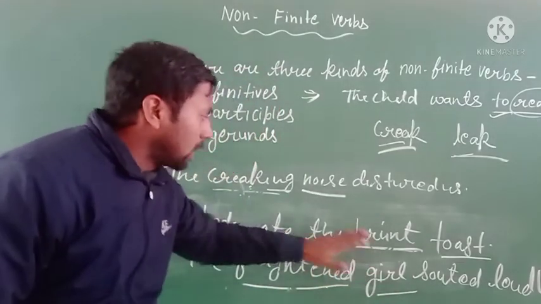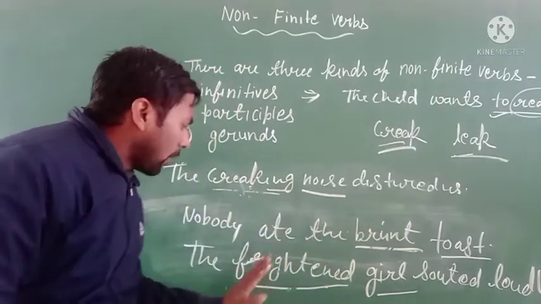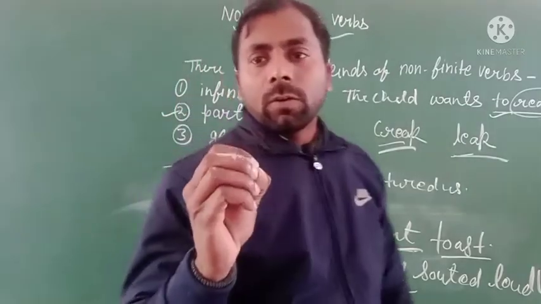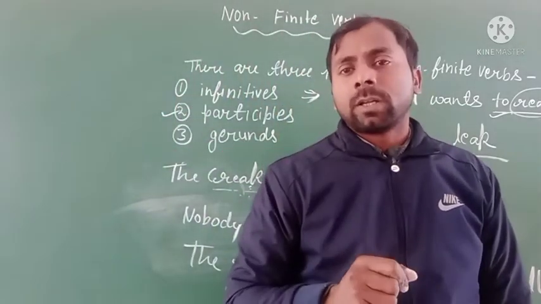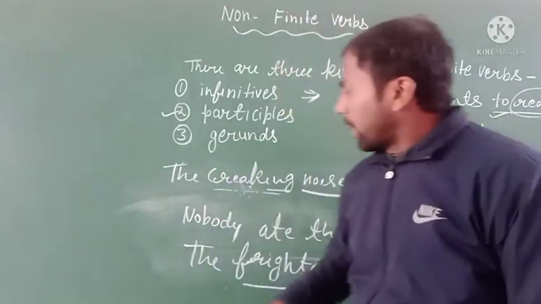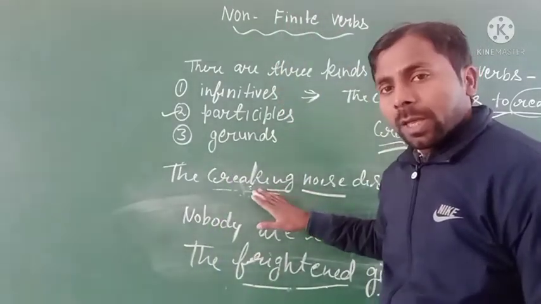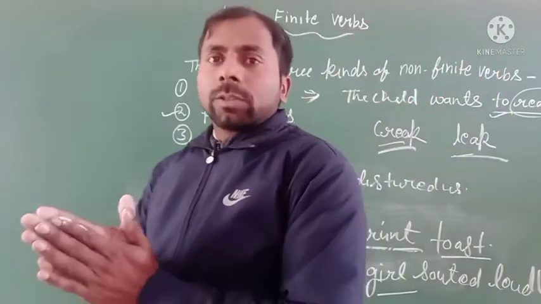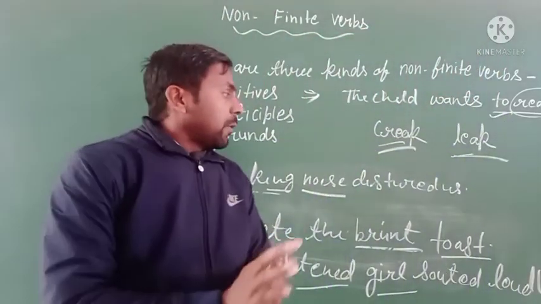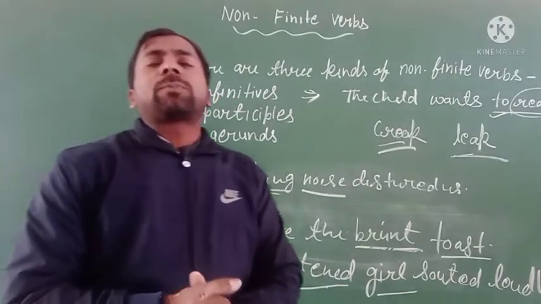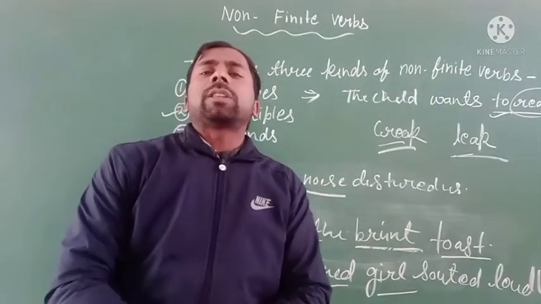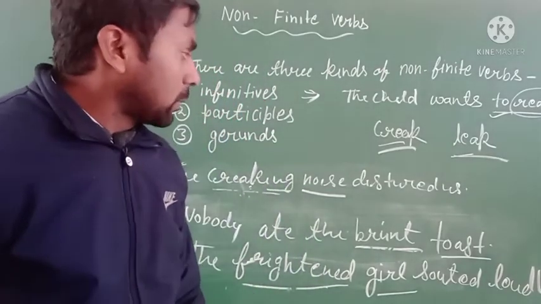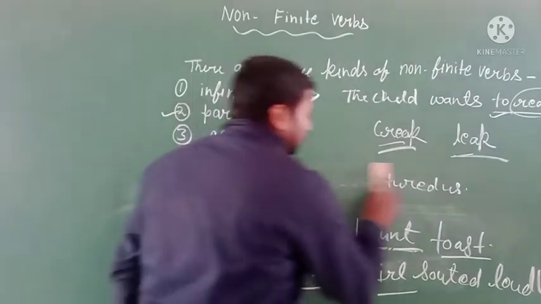But all these words, creaking, burnt, frightened, are verbs. And what kind of verb? It is the present participle verb and it is the past participle verb. So you have to see, we have to use the participle word as an adjective in the sentence. Clear? One more thing I have to explain in the next sentence.